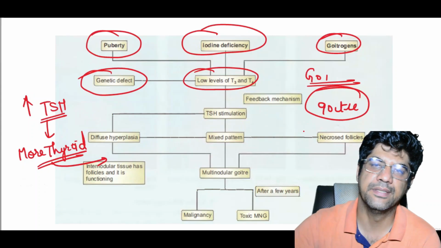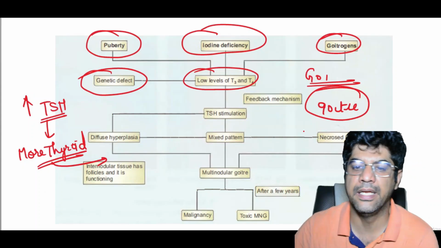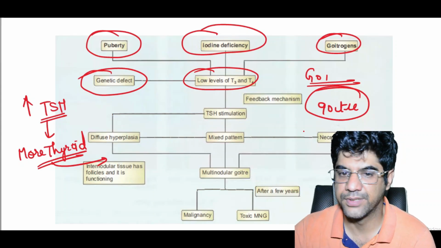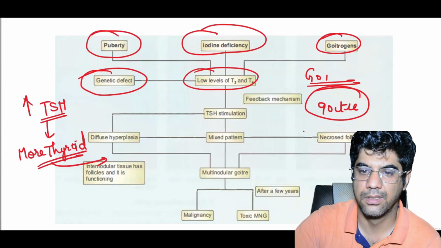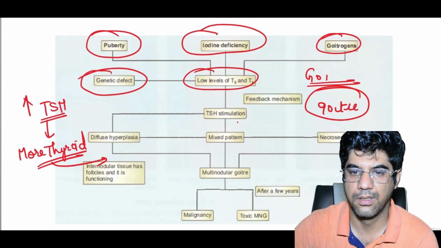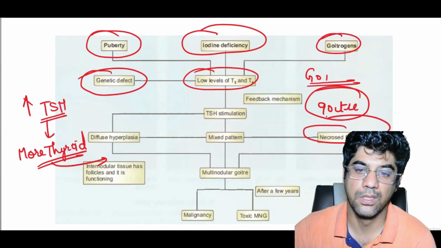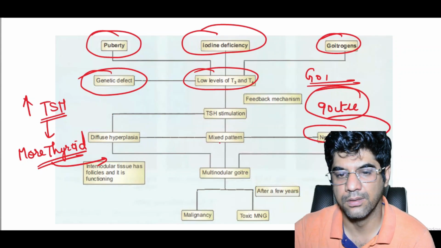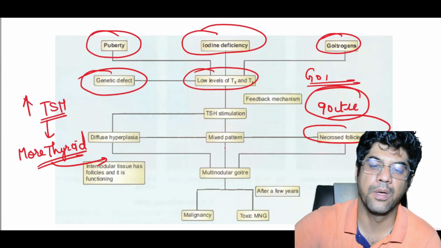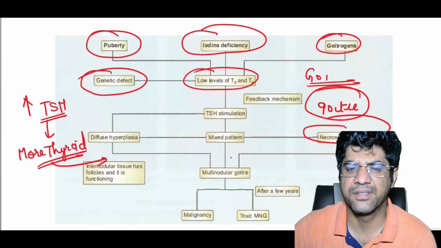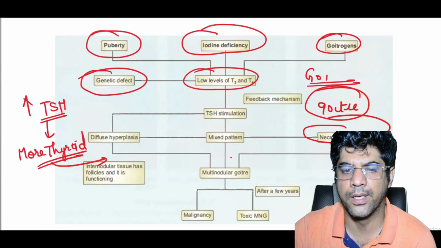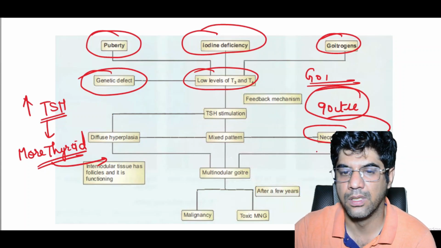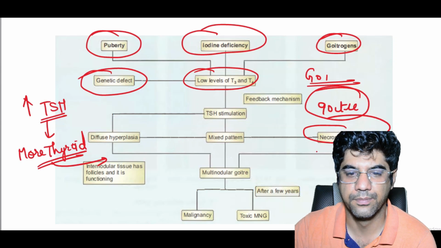So over time, this hyperplasia can become uneven, leading to areas of necrosis and areas of active growth. So some multinodular goiters may develop malignancy over time. After several years, some multinodular goiters may become overactive, that leads to excessive thyroid hormone production, that is hyperthyroidism.